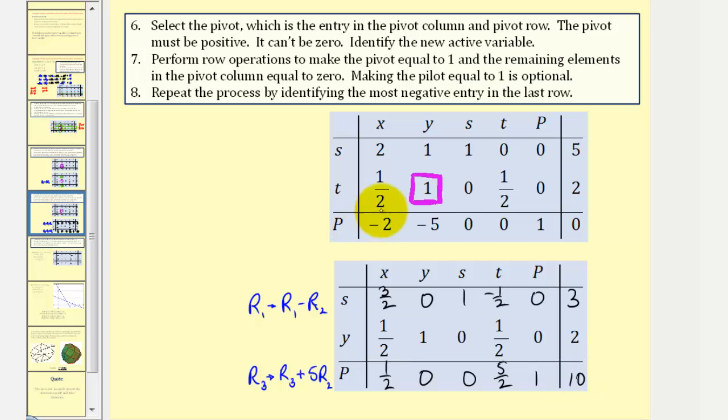Now when performing these row operations, notice how t is no longer active. This column no longer contains 1 and zeros. The new active variable would be y. So we replace this t with y. Another way to see this would be to look at the row and column of our pivot. Notice how it's in row t and column y. So t is the exiting variable and y is the entering variable. So we replace the t with a y. Now take this tableau on to the next slide.